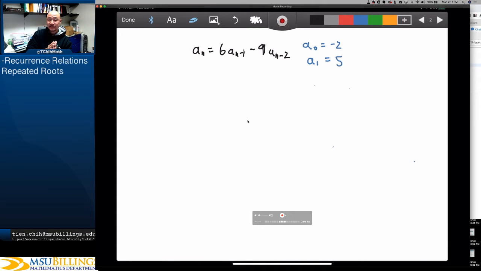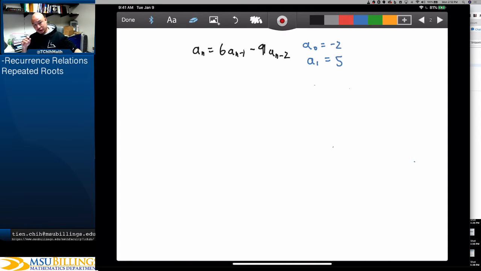Alright, so in this video, what we want to do is to solve a recurrence relation subject to some initial conditions where the characteristic equation has a repeated root. So what we have here is a sub n is equal to 6 times the previous term minus 9 times the term previous to that, subject to a sub 0 being negative 2, a sub 1 is 5.